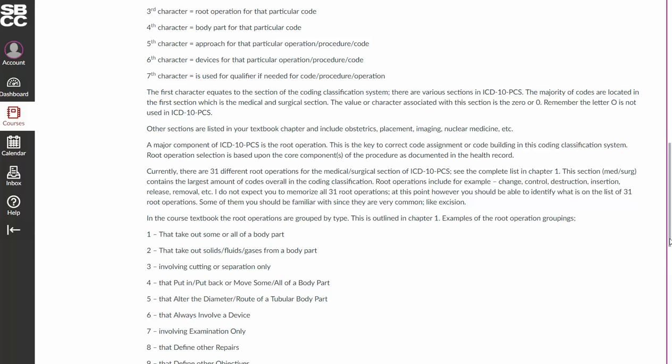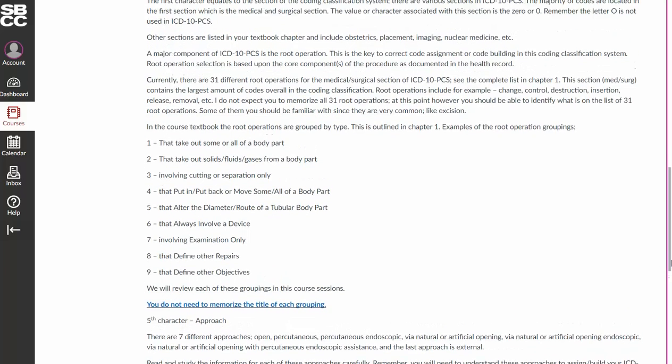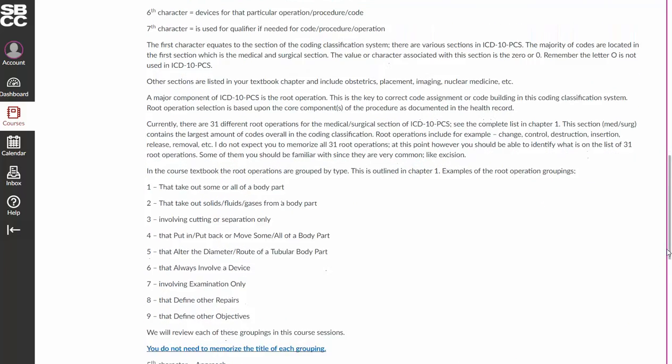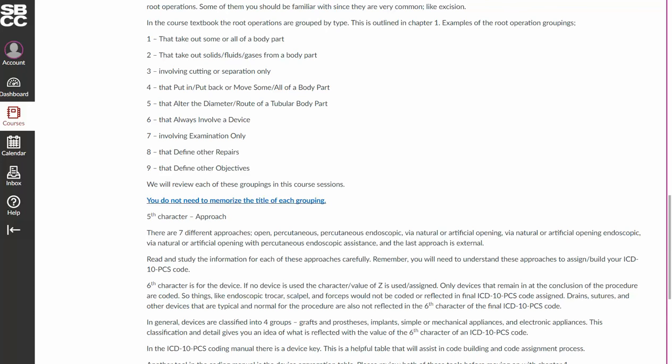But again, you are not memorizing these root operations word for word, but you should be familiar with them, and your textbook groups them into certain categories, and that's how the Chapter 1 is given out to you, and also the following chapters. And this is just to help you organize your thought process. You don't need to memorize these groupings either. So in addition to the root operation component of ICD-10 PCS, the other important component of coding in this particular classification system is the surgical approach.